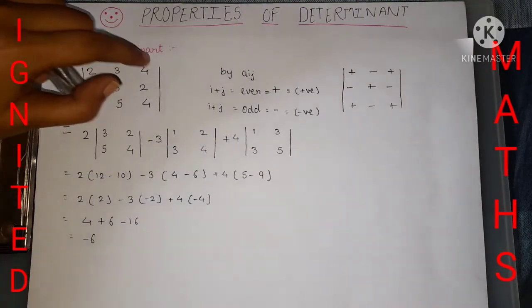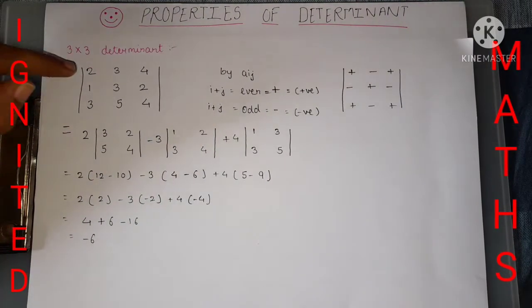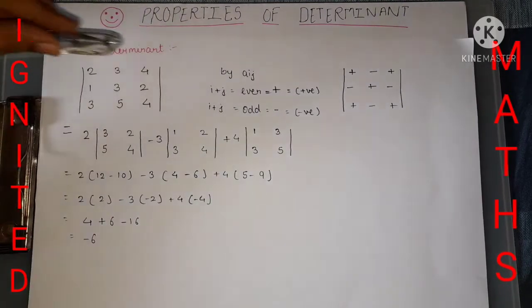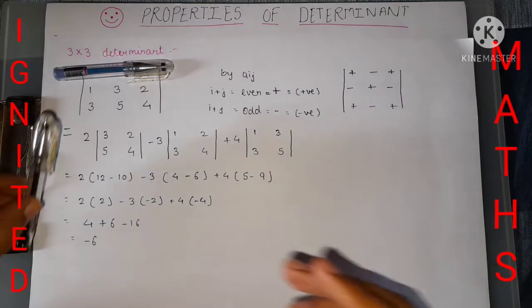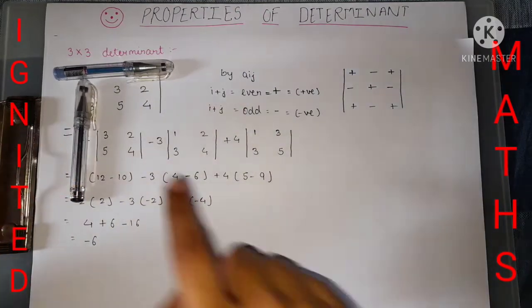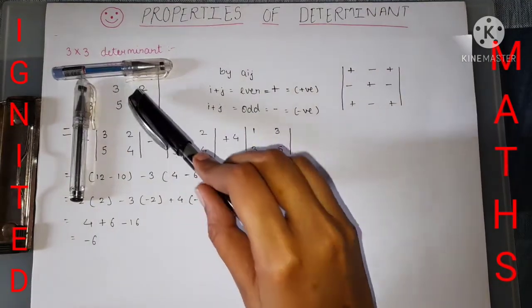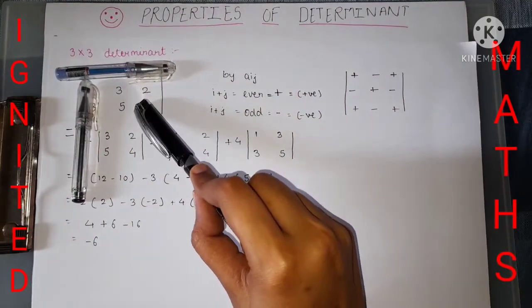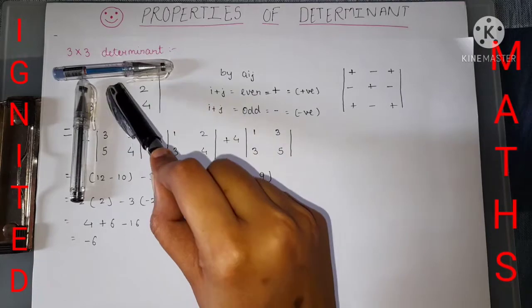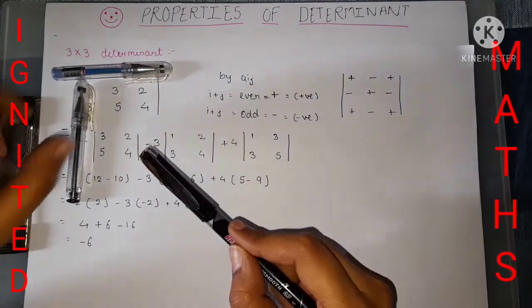Okay, 2, 3, 4. I'm going to expand the elements 2, 3, 4. First I'm going to take the element 2, which is in the first row, first column. So I'm going to hide that element. After hiding it, I get this 2 cross 2 determinant, in which we multiply the first diagonal elements and subtract the product of the other diagonal elements. So I'm just doing that over here.